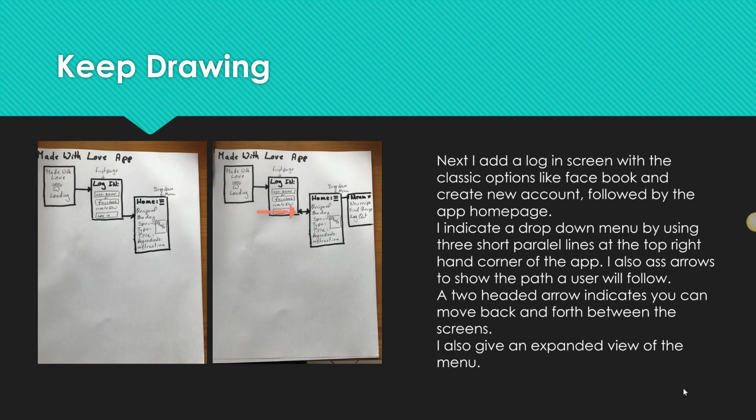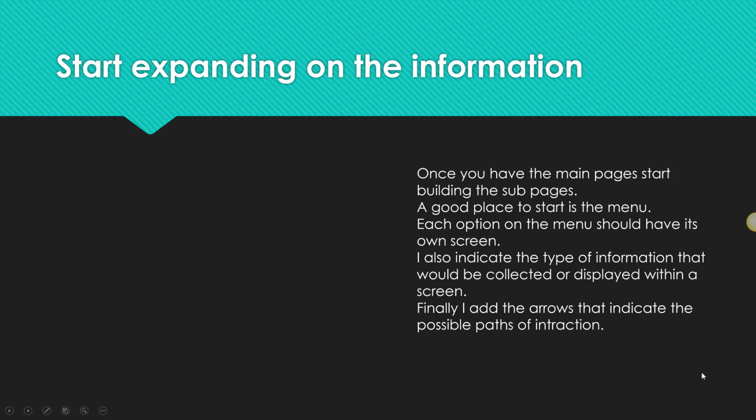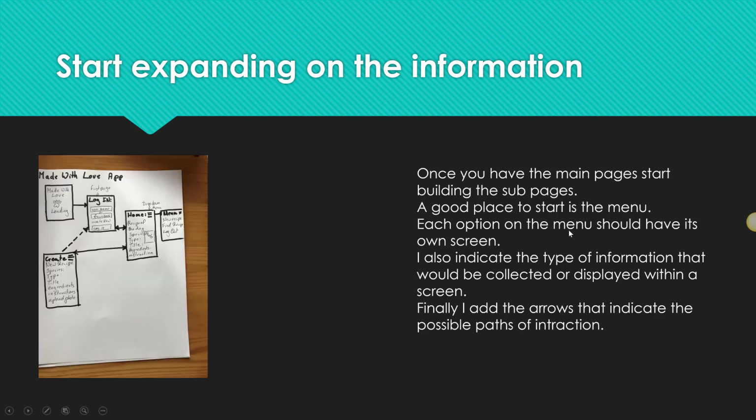Notice that I use 2-headed arrows to indicate you can move back and forth between the screens, whereas a single-headed arrow shows that you can only move in one direction, such as from the loading page to the login page, because it's a one-way flow. Whereas from the home page, you can always log out by using the menu, and it would bring you back to the login page. Once you have that done, you can start expanding on the information.